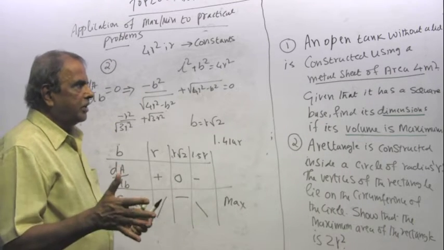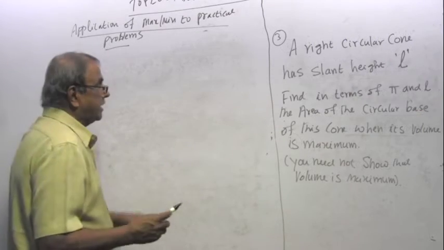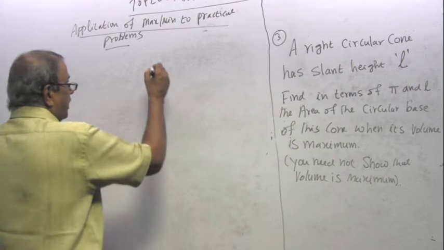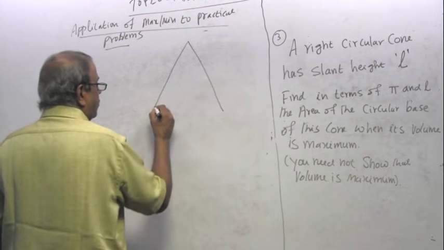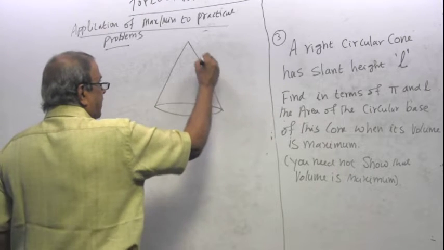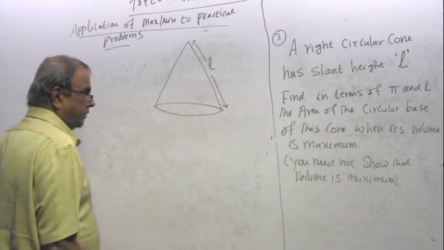So what I'll do is, I will start this lesson again after writing the next question. Let's look at this question now. A right circular cone has a slant height h. It has to be a right circular cone because, for any cone, because of symmetry, we need the right circular cone. So that slant height is L. Okay.